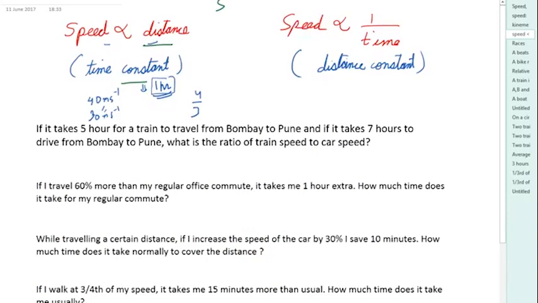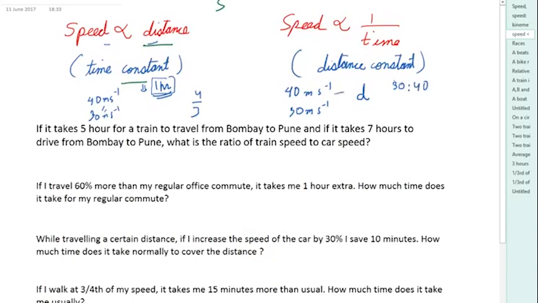And the same way, it works on the opposite side. Assuming distance is constant, there are two vehicles, one is traveling at 40 meter per second and another is traveling at 30 meter per second, and both have to travel the same distance, what would the time ratio be? So the time ratio would be the inverse of this. If both have to travel distance d, then the ratio of time taken would be 30 is to 40.